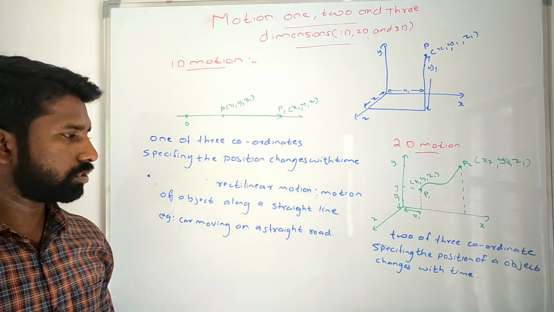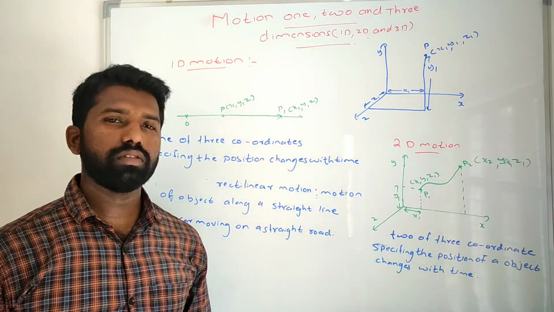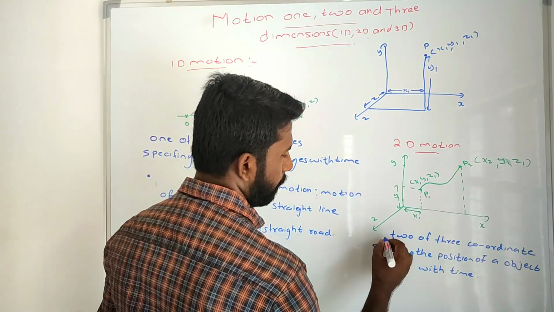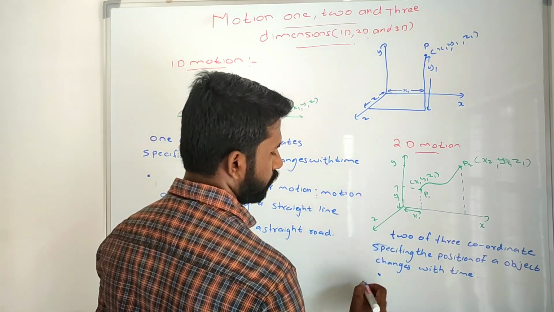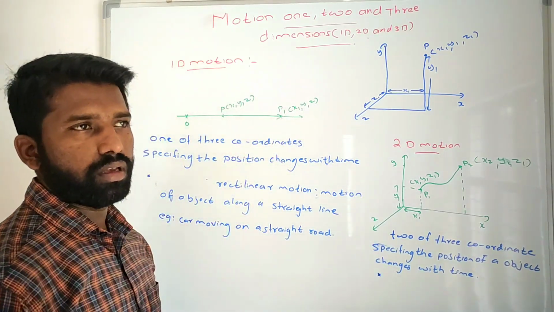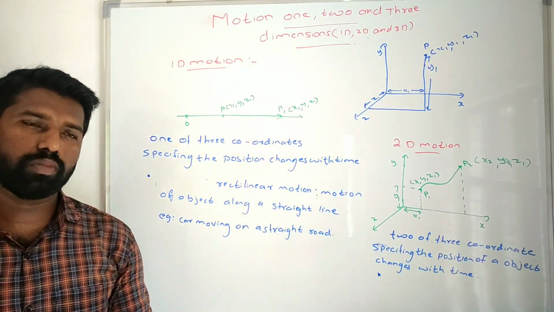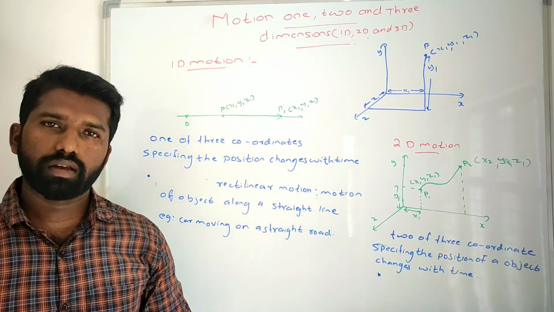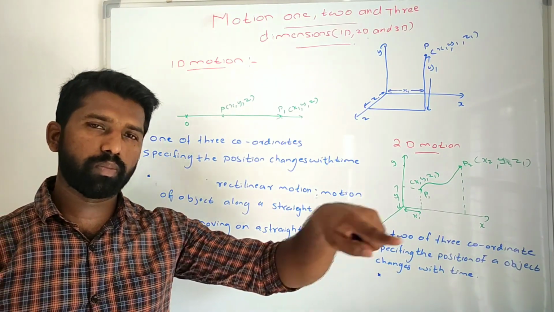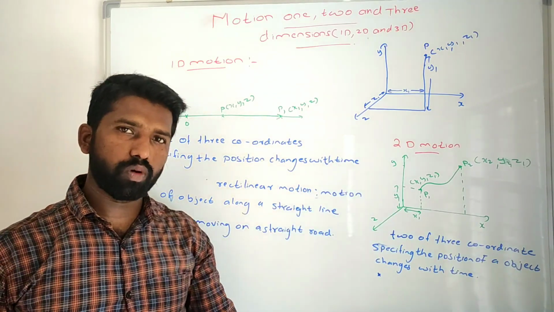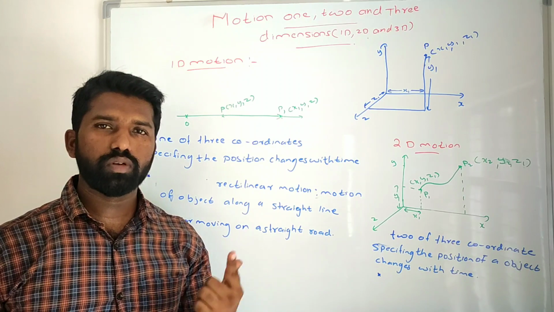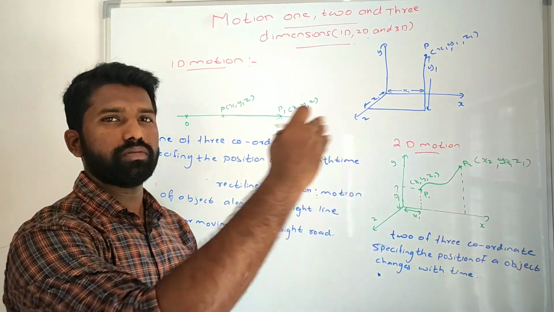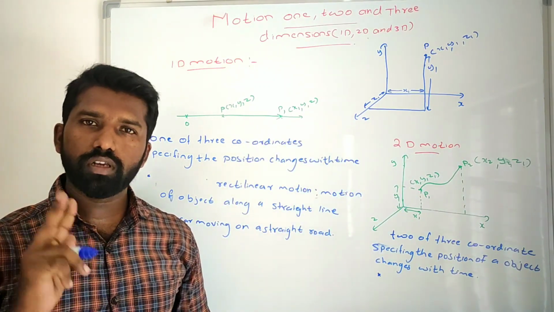Two of three coordinates specifying the position of an object change with time. That is the 2D motion. 2D motion means the object is moving in a plane. An example is what? A football. If a football is rolling on a ground in a curved motion, you can see that only in that ground plane the ball moves. So it is a 2D motion, only two components change. Another example, if a car is moving on a zigzag road, at that time also only two components change.